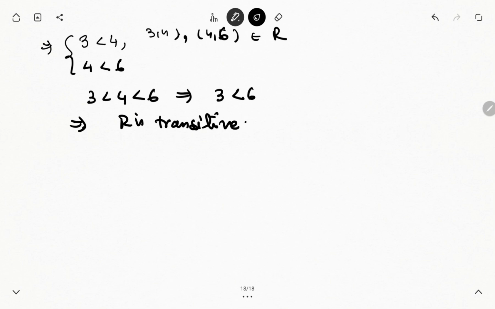See, you have to concentrate on your given relation. Without the relation being given, we cannot check whether R is transitive or not, symmetric or not, or reflexive or not.